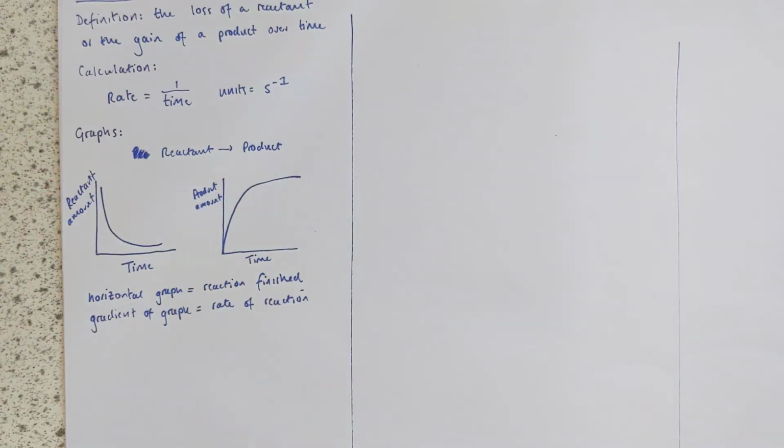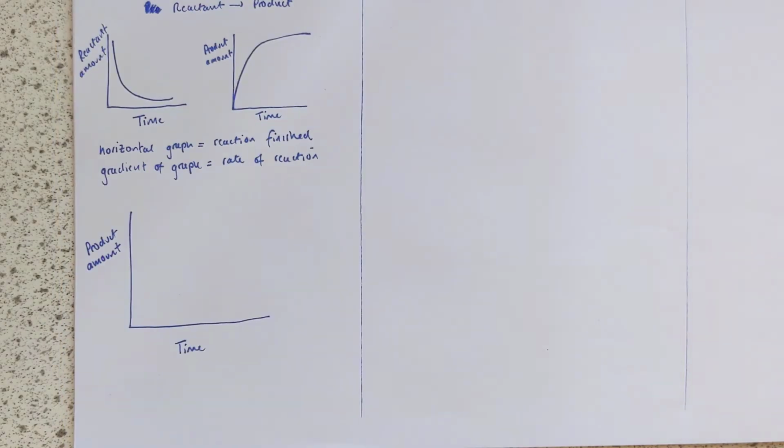So we could say that the gradient of the graph is proportional to the rate of reaction. The steeper it is, the quicker the reaction is going. Now, one final thing you can do with graphs in this topic is use them to compare two reactions to each other. So let's say I've got another general reaction where I'm making a product and I'm going to be keeping track of how much product I'm making over time.